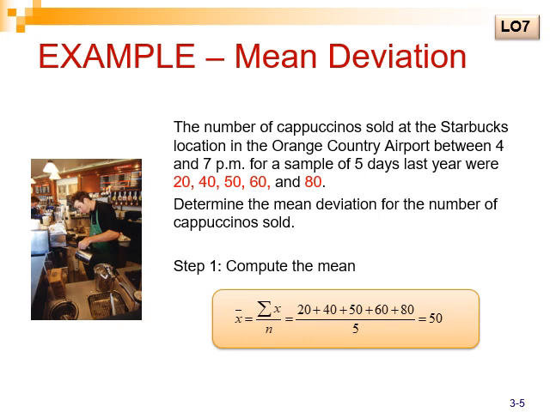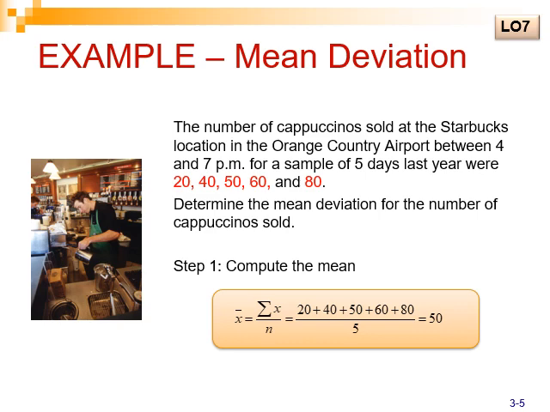The number of items sold at the Starbucks location in the Orange County Airport between 4 and 7 p.m. for a sample of 5 days last year were 20, 40, 50, 60, and 80. Using the same example that we used for the range, let's compute the mean deviation.